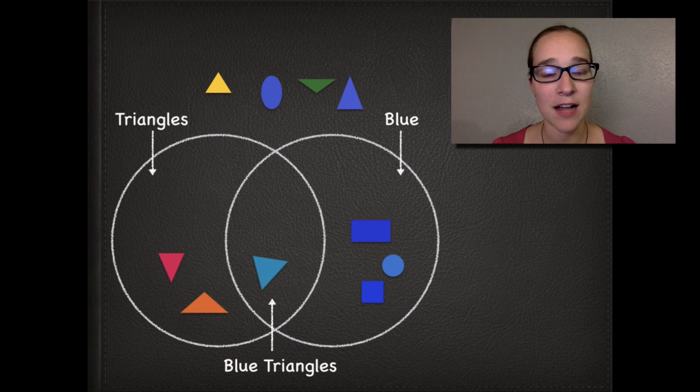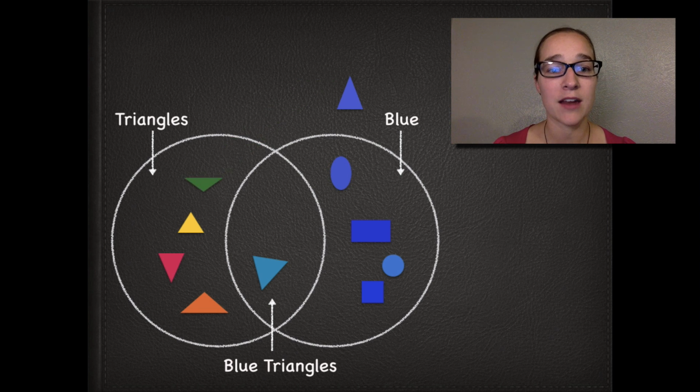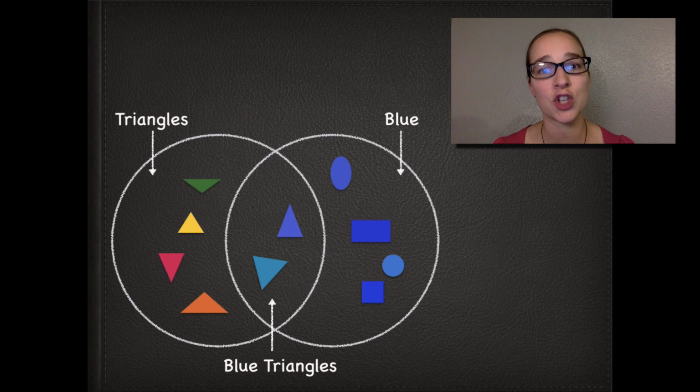Our next one is a yellow triangle, so it's going to go in our triangle side. Our next shape is an oval that's blue, so we'll put it in our blue circle. Now we have a green triangle, so we're going to put that in our triangle circle. And finally, we have another special shape. This is a shape that is a triangle, so it needs to go in that first circle. It's also blue, so it needs to go in that second circle. So that's why we're going to put it in the middle where the two circles overlap, the place for our blue triangles. Let's try another example.